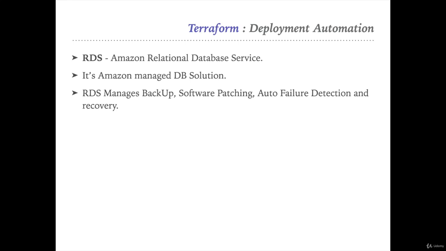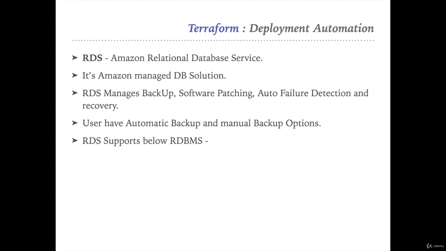But in any case, if the first instance fails, the reason could be anything, such as a server failure or an availability zone failure, the second instance, which is the replication of the first instance, will automatically start serving the traffic. So it will help you to create the auto failure detection and recovery model. Users have the automatic backup and the manual backup option in Amazon RDS. If you want, you can configure the automatic backup, or you can configure the manual backup option as well. RDS supports the below RDBMS.